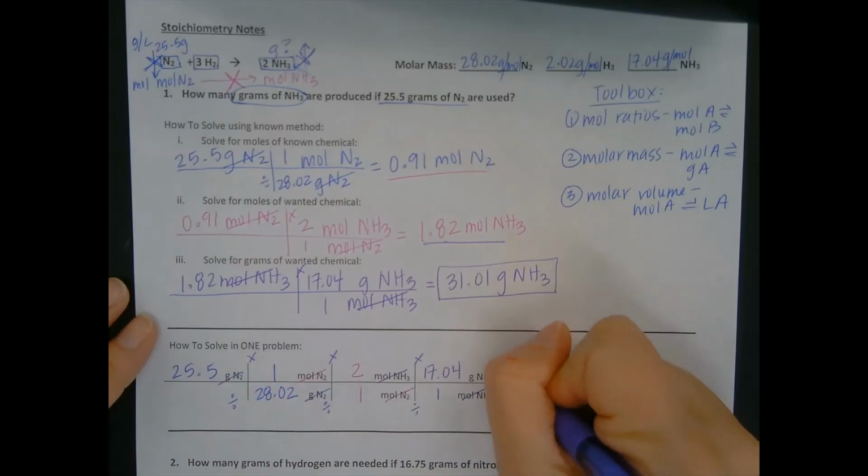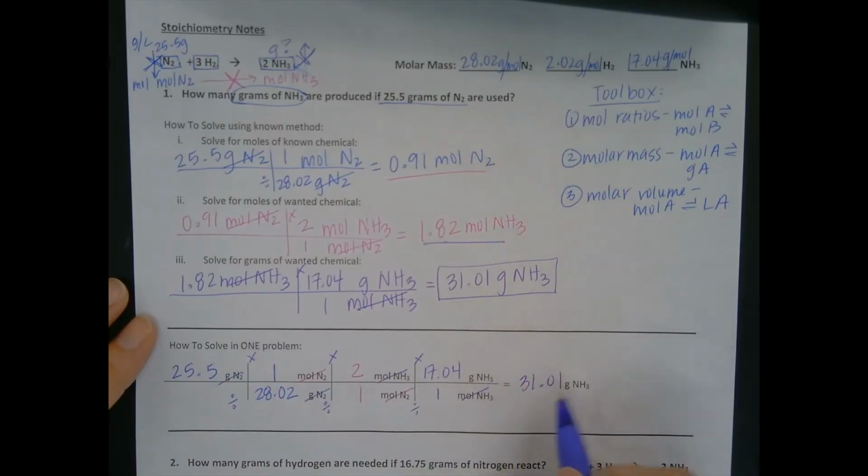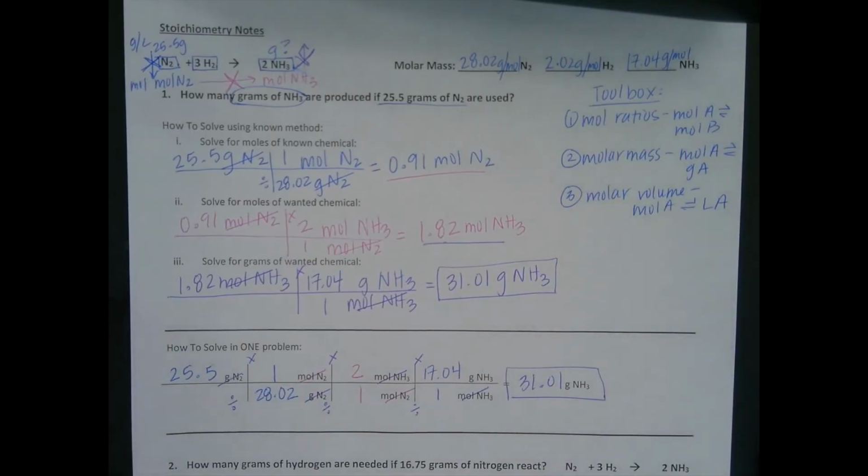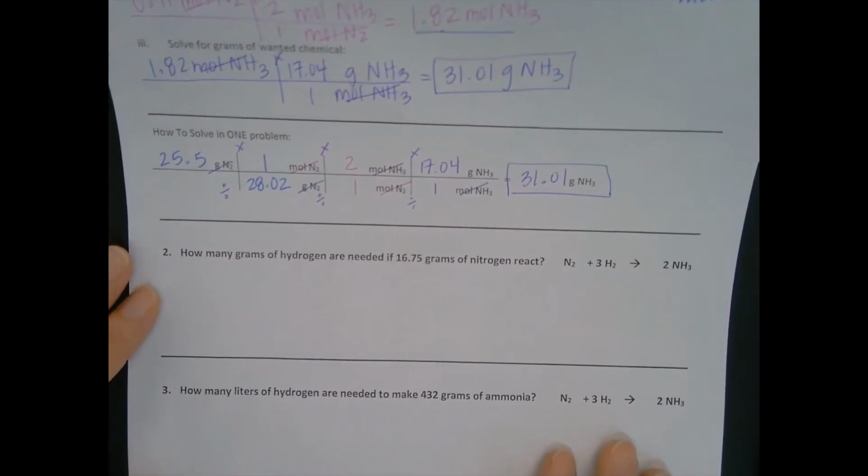Okay, what's the answer? 31. Oh, hey, 31.01. Isn't it the same answer? But now we only have to do it one time. So this is what's called a three-step stoichiometry problem. All right, let's look at number 2. Slide our paper up and look at number 2.